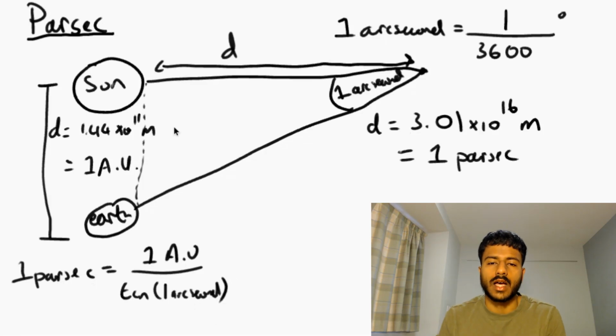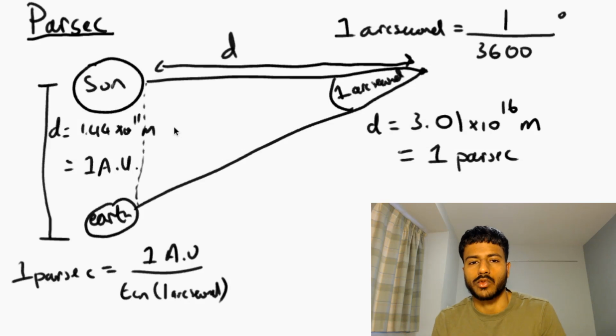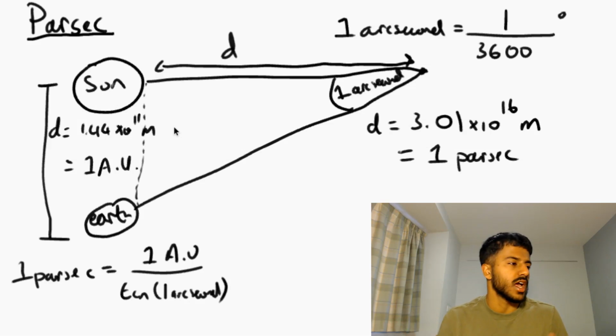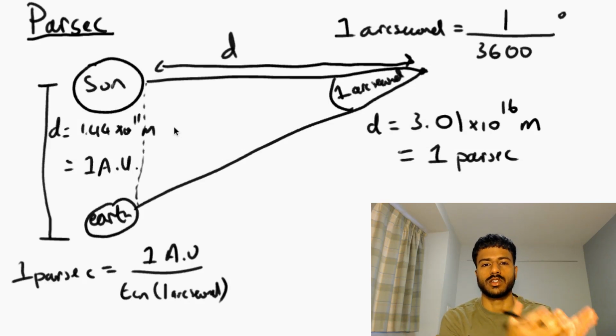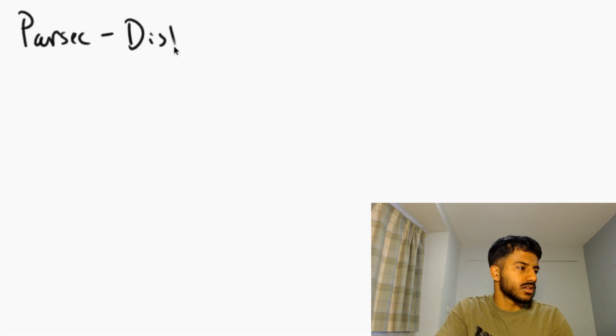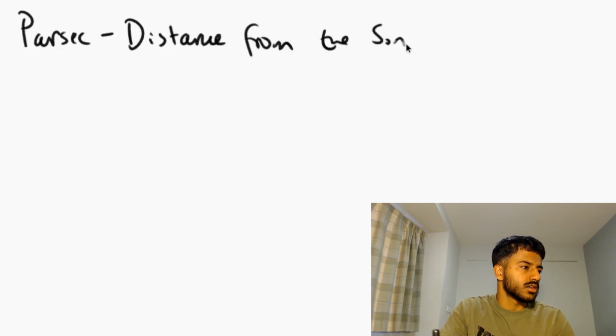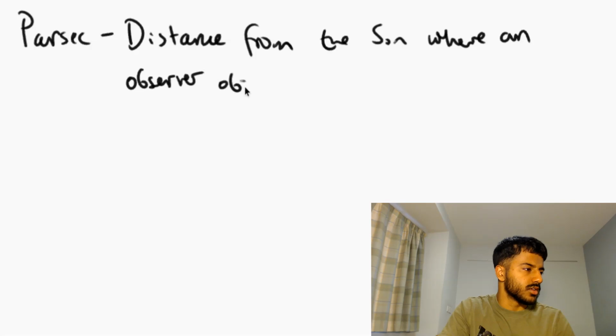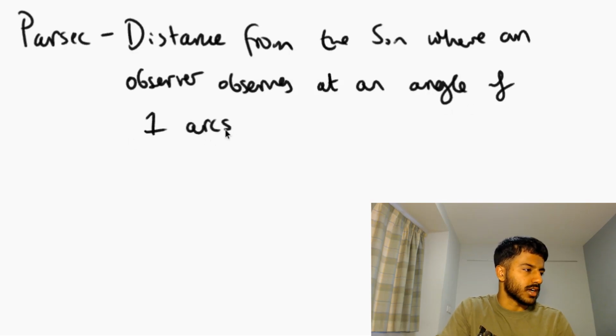Now sometimes in the exam they may ask you to draw a diagram to represent the definition of a parsec, and this here is what you are expected to draw. And now the literal definition of a parsec is the distance from the sun where an observer observes an angle of 1 arc second.